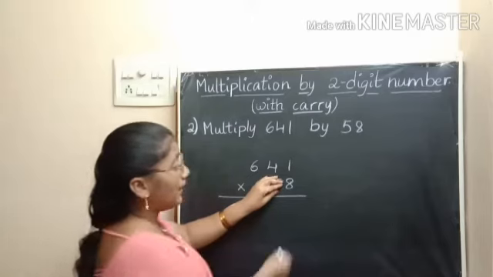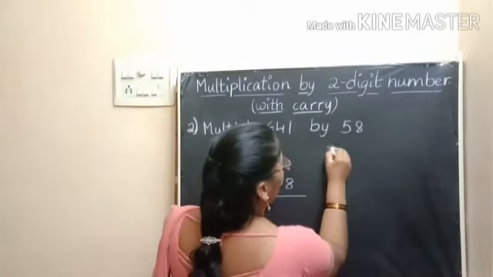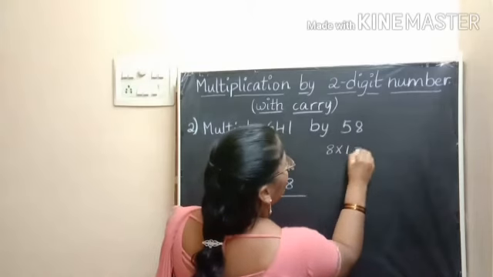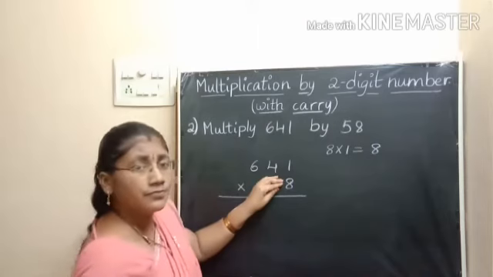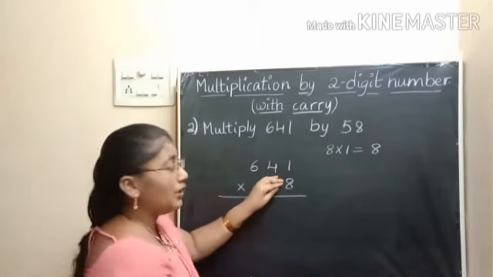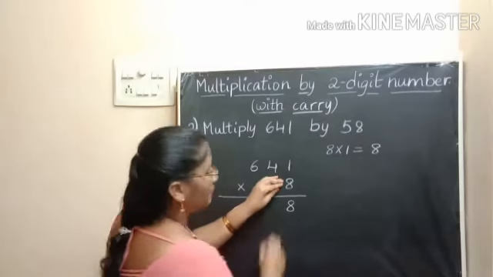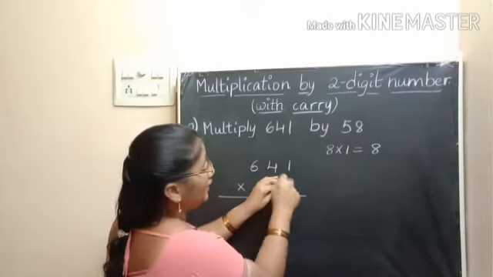Now multiply 8 and 1. How much is it? 8 into 1 is equal to 8. Is there any carry? No carry, because we get only a single digit number. So we can write 8 here. Understood? Next we have to multiply 8 and 4.